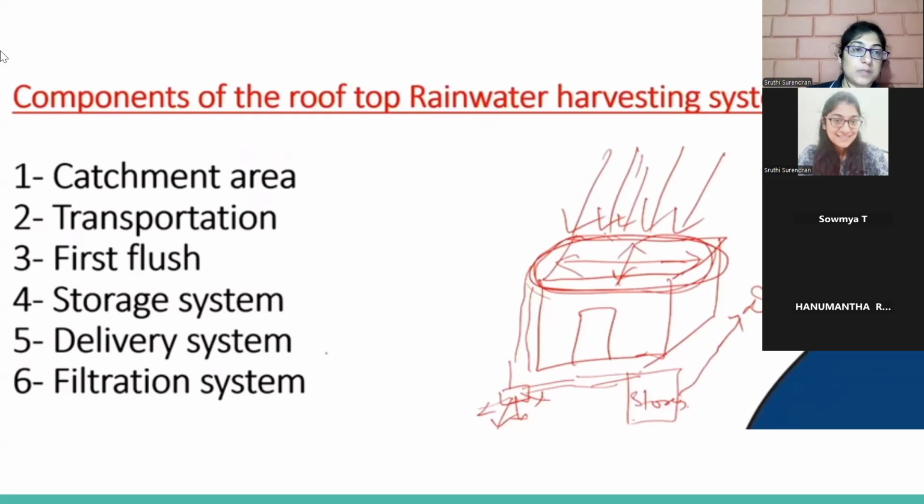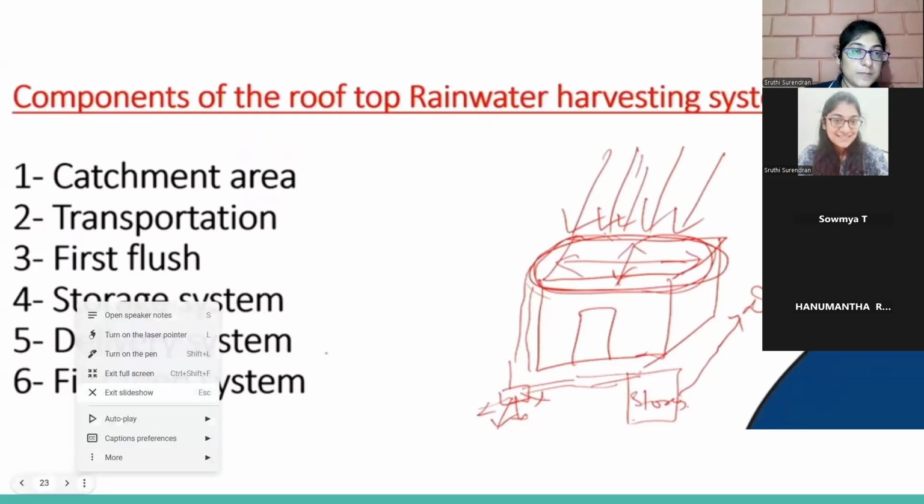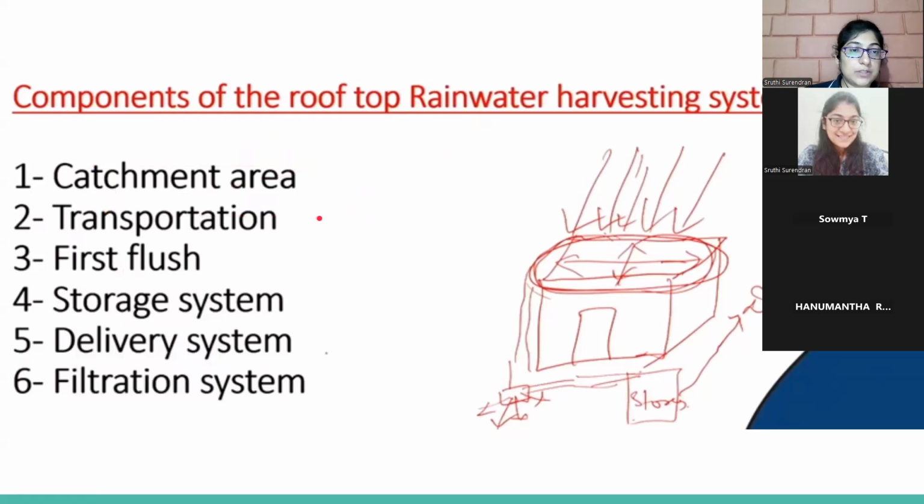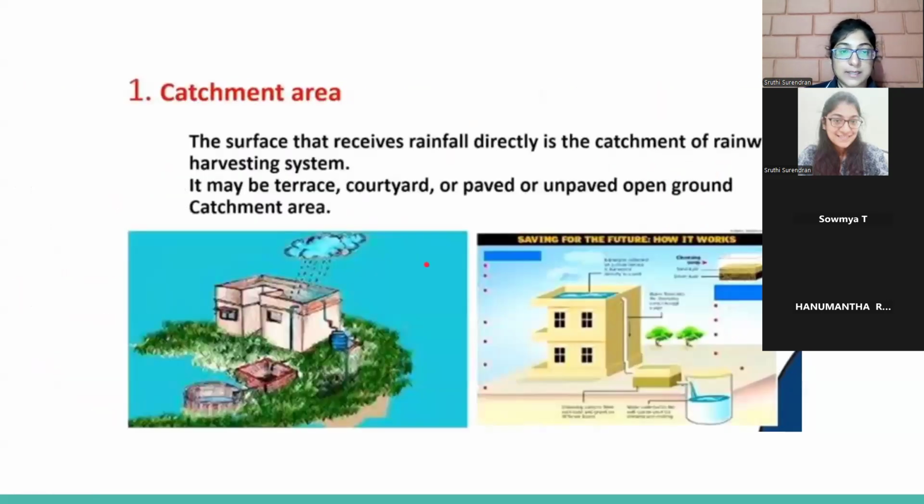So apart from catchment, transportation and storage, there's another component called the first flush, then the delivery system and the filtration system. Now, catchment area, like we had discussed earlier, is the rooftop. We are talking about rooftop rainwater harvesting. So it is the top of the roof which is going to collect the water. Then it can be the terrace, courtyard, paved, unpaved, open ground, or whatever on top of the roof.